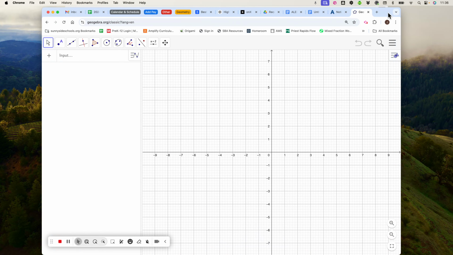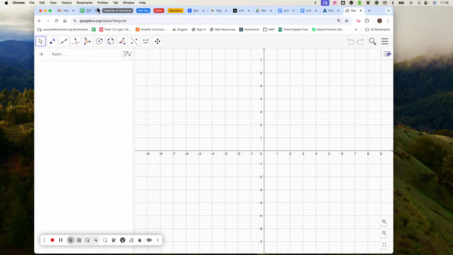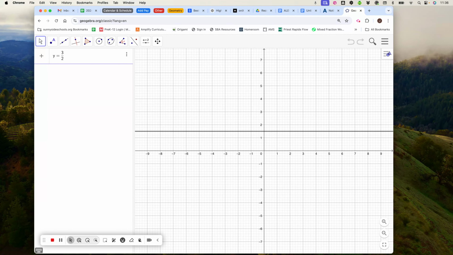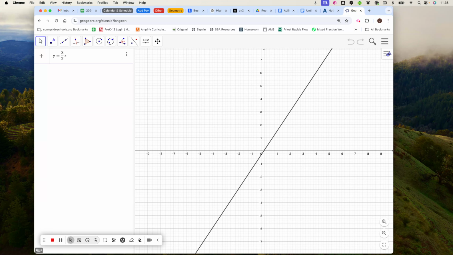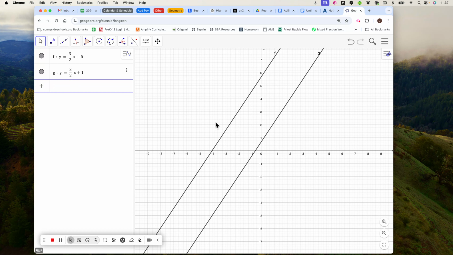And so we're going to take those two lines that we had here and we're going to put them on GeoGebra. And so I've got y equals 3 over 2x plus 6. And I've got y equals 3 over 2x plus 1. Now you'll see again their slopes are the same and they are parallel.